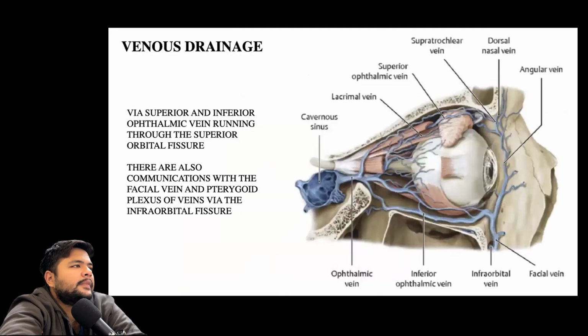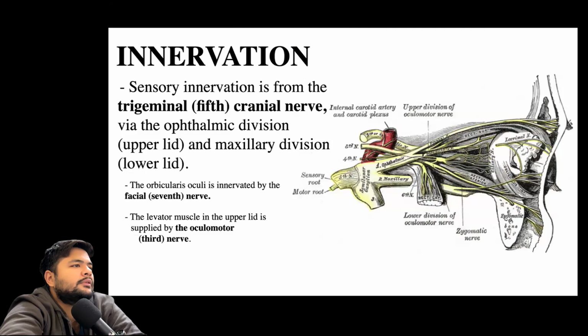Coming to the venous drainage, it is via the superior and inferior ophthalmic veins running through the superior orbital fissure. There are also communications with the facial vein and the pterygoid plexus of veins via the inferior orbital fissure. Coming to the sensory innervation, it is from the trigeminal, the fifth cranial nerve, via the ophthalmic division to the upper lid, and the maxillary division to the lower lid.